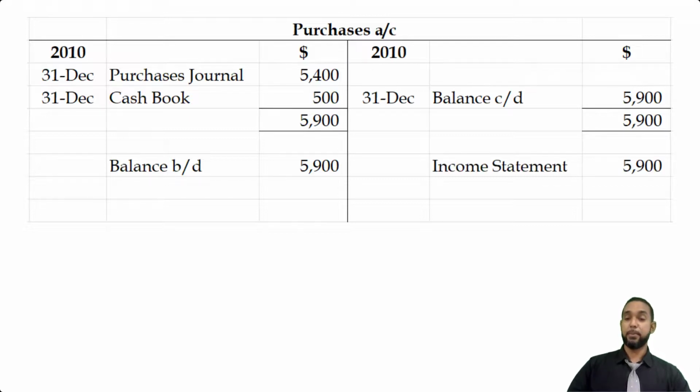That's going to say income statement 5,900. And when you total up both sides, there's no balance carried down or left over. Okay. All right. Now that's part A. There is a part B. So let's check that out now.